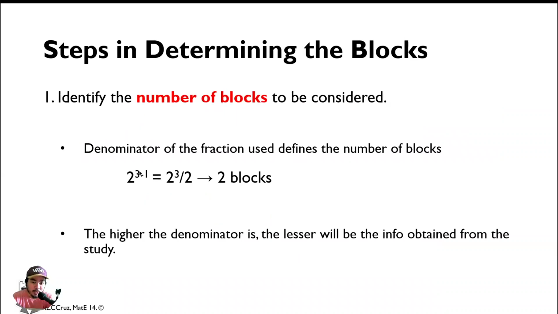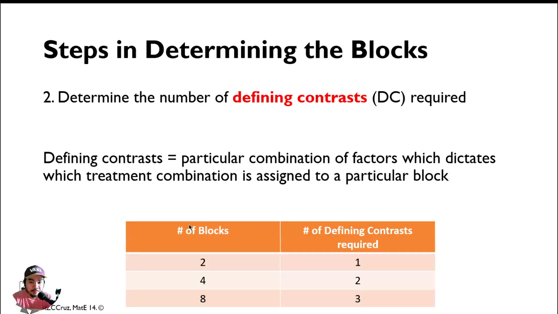So for example, sa example natin dito, 2 to the 3 minus 1, we need 1 defining contrast to produce 2 to the 1 blocks. So kung yung sinabi ko kanina 2 to the 5 minus 2 na type of fractional design, then ang kailangan natin to produce the 2 to the 2 blocks, which is 4 blocks, we need 2 defining contrast. Okay? So kung ano yung number dito, ano yung P dun sa 2 to the k minus p, siya yung number of defining contrast, and 2 to the p will be the number of blocks that will be available for us.